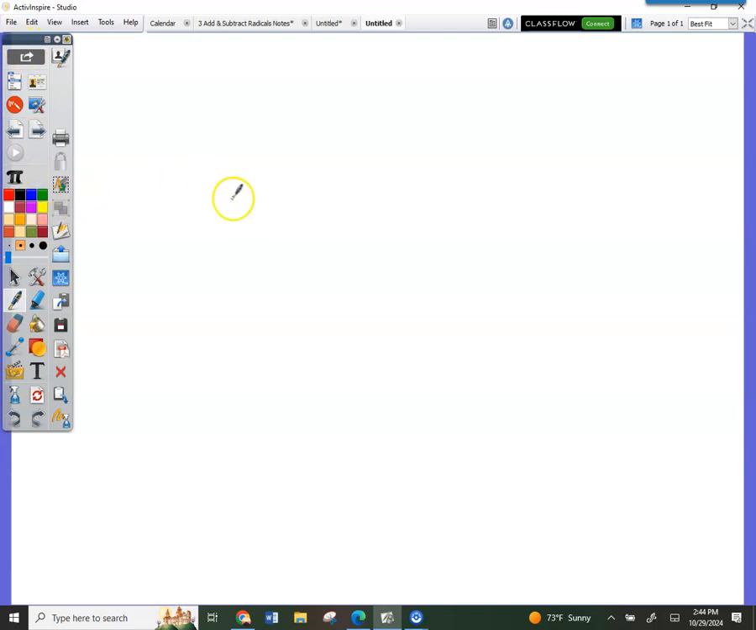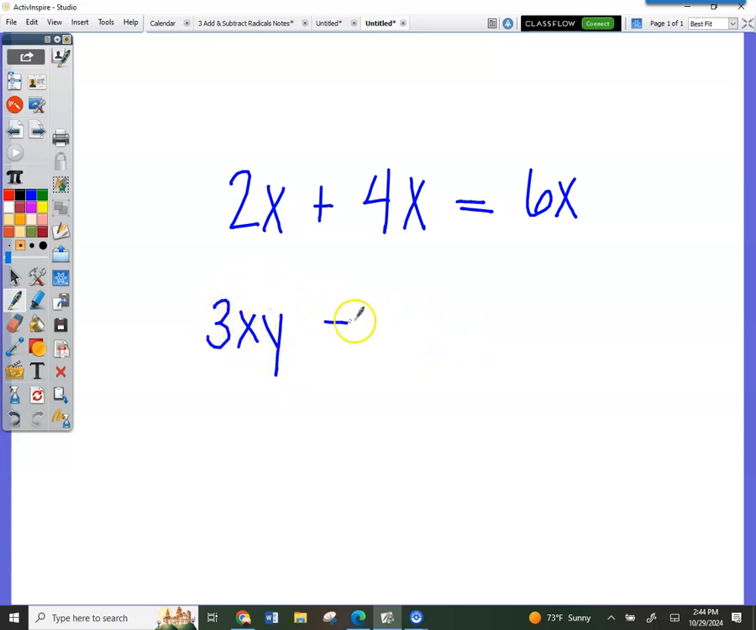Let me show you one more thing. Look at this. Does this ring a bell from middle school? Yep. 6x. If you have 2x and you're adding 4x, you have 6x. What if you have 3xy minus 2xy? It's just xy. It'd be an understood 1xy, right? What's an understood? You don't write it, but it's there.